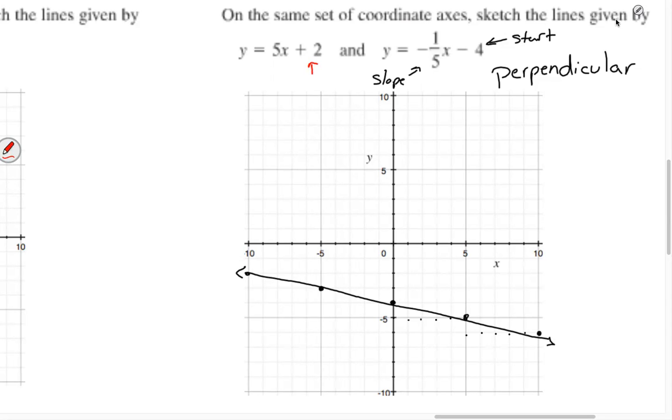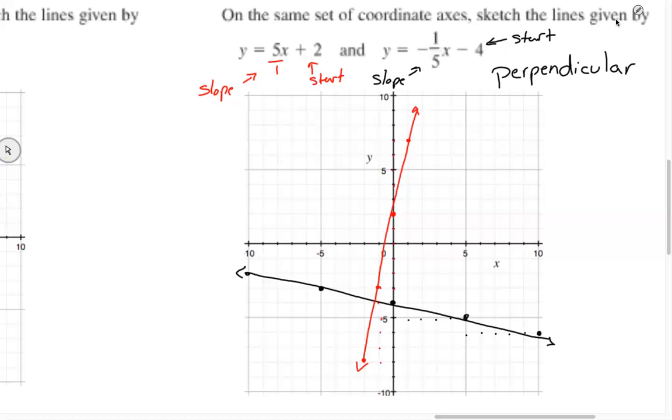Here, we're going to start at 2. That's right there. I have to make it a fraction, so I'm going to go up 5, 1, 2, 3, 4, 5 to the right 1. Can't go up 5 to the right 1, I'd be off, so let me work backwards: 5 up to the left 1. Now I'm going to connect them. And notice graphically they intersect.